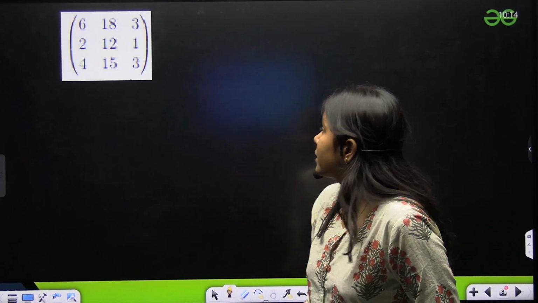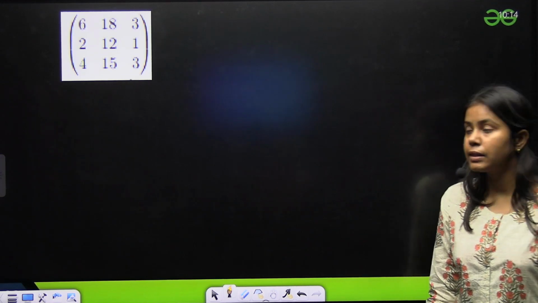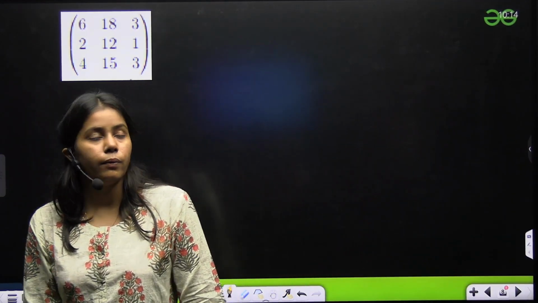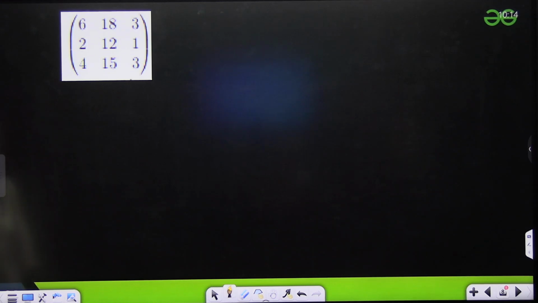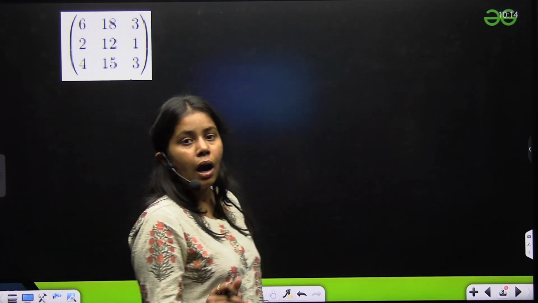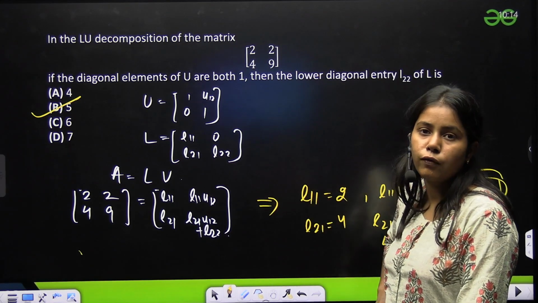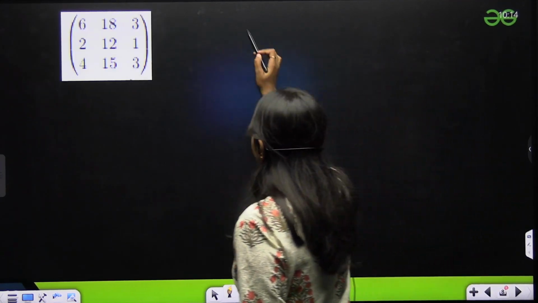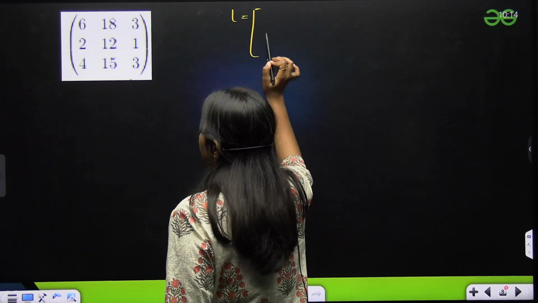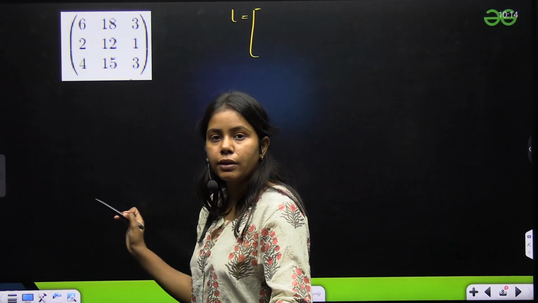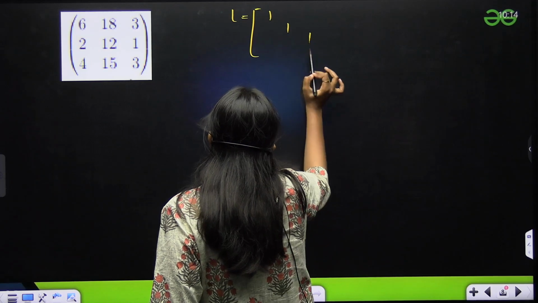Now, next we have this 3 cross 3 matrix. As you can see, this matrix is 6, 18, 3, 2, 12, 1 and 4, 15, 3. We know that if we try to solve this matrix using LU decomposition, this longer method, how many variables do we have? For a 2 cross 2 matrix, I just need to solve 4 variables. If I write down the LU decomposition here, what would it be? Let's take the diagonal entries of L as 1. I am taking the diagonal entries of L as 1.